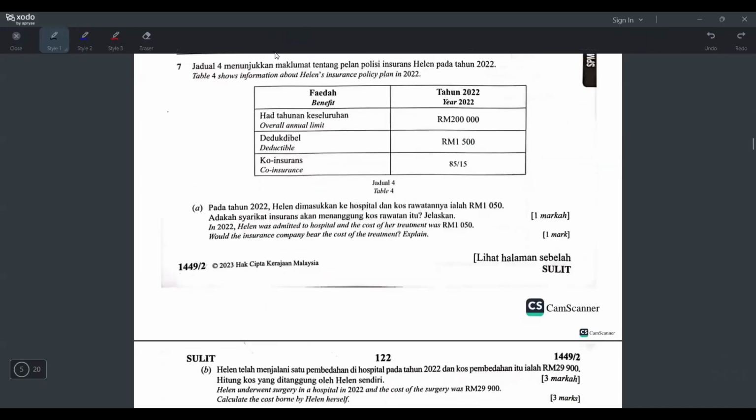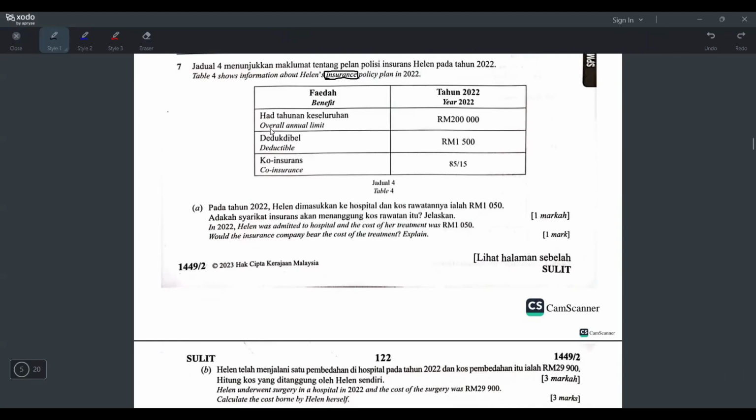Okay, number 7. Table 4 shows information about Helen's insurance policy plan in 2022. So this word gives it away already. Right? You dapat perkataan ni, you tahu dah which chapter? Form 5 lah. Form 5 chapter, the bab 3 kan, insurance. But I still don't know whether it's life insurance or motor insurance or medical or whatever. So I have to read the question also.